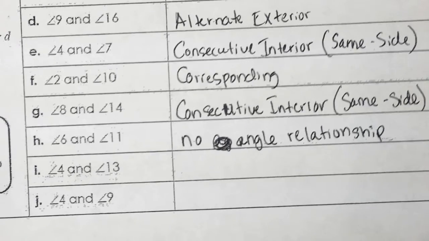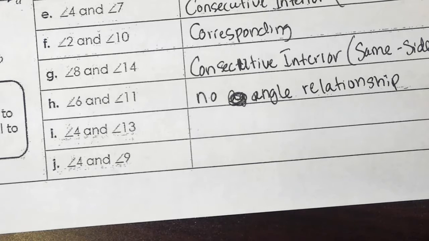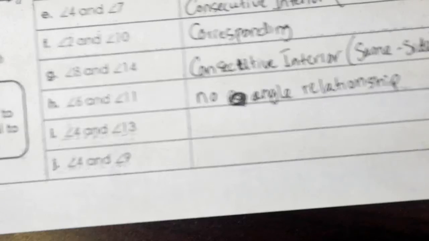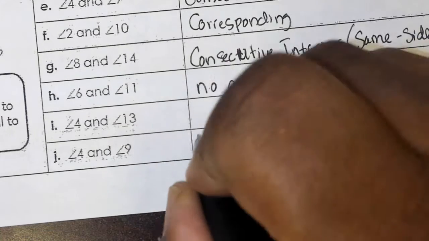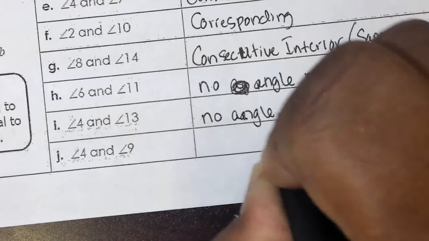Isaiah. Angle 4 and angle 13. Look at angle 4 and angle 13. Yes, this is another no angle relationship problem. They are not on the same transversal. You can't sit there and compare those two angles.